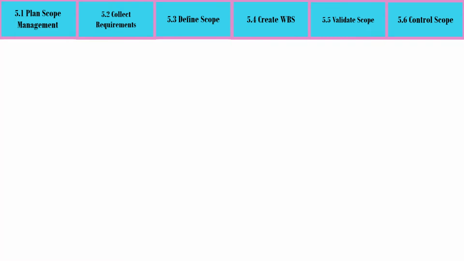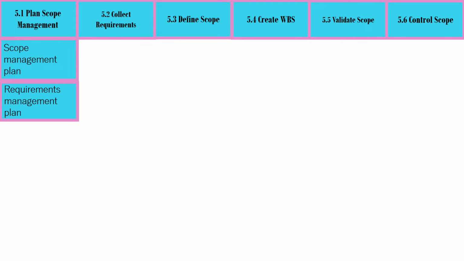Outputs of project scope management. The outputs of plan scope management are scope management plan and requirements management plan. The outputs of collect requirements are requirements documentation and requirements traceability matrix.